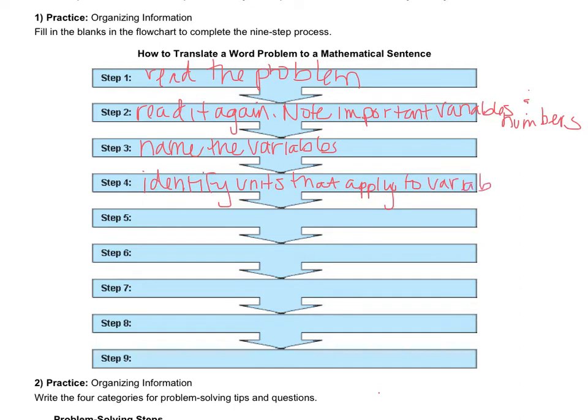What they're talking about here is, is it talking about money? Is it talking about pounds? And doing those things can help you group stuff together. Number 5 is to check for reasonableness. Does what you're saying make sense?